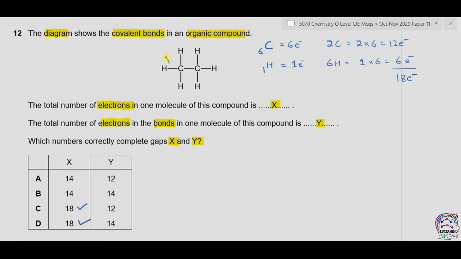We can see that single covalent bonds are present. Now one single covalent bond comprises 2 electrons. One is from one element and the second is from the second element.